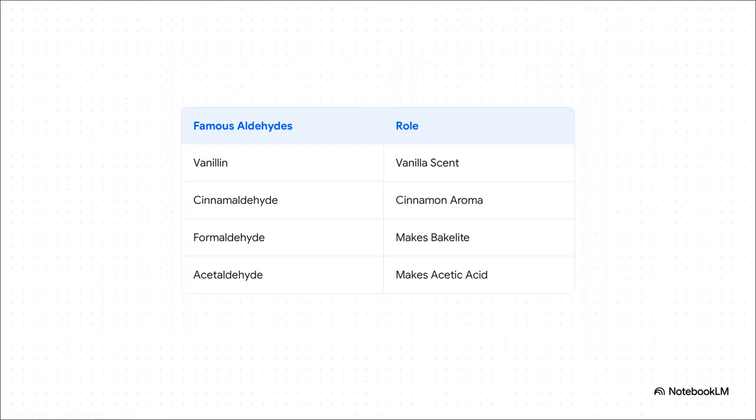So let's talk about aldehydes. These guys are the absolute masters of scent and flavor. Vanillin, that's the molecule that gives vanilla its signature amazing aroma. Cinnamaldehyde, yep, that's the warm, spicy kick in cinnamon. But they're not just about smelling good. They're also industrial workhorses. Think about formaldehyde, which is a key building block for plastics, or acetaldehyde, which is a crucial step on the way to making vinegar.